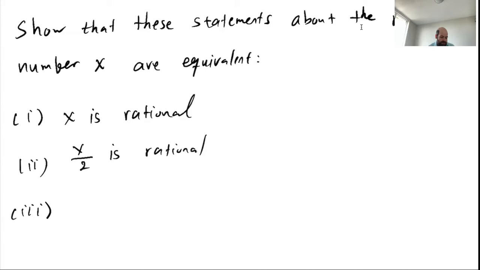Since a and b are integers, right? I was assuming a and b are integers. So if a and b are integers, 6 times a minus b is also an integer, right? 6 times integer minus another integer is definitely an integer. And b not equal to 0. Again, by assumption, I had b not equal to 0. So that means 3x minus 1 is a rational number.